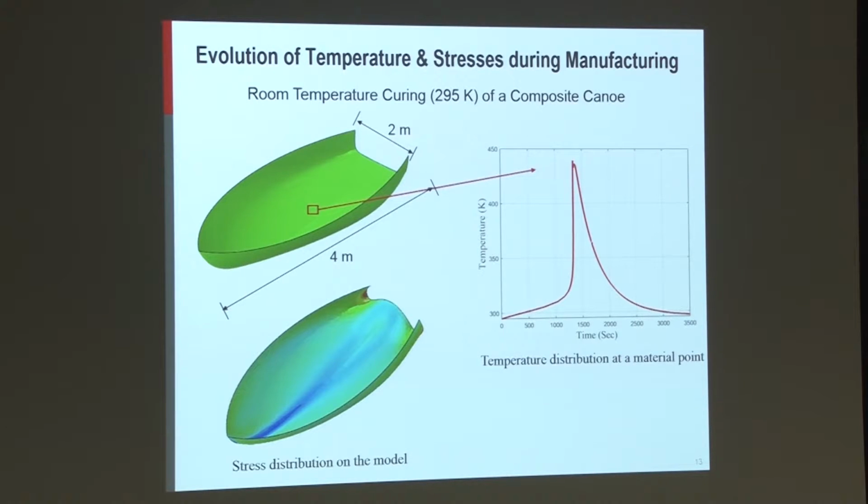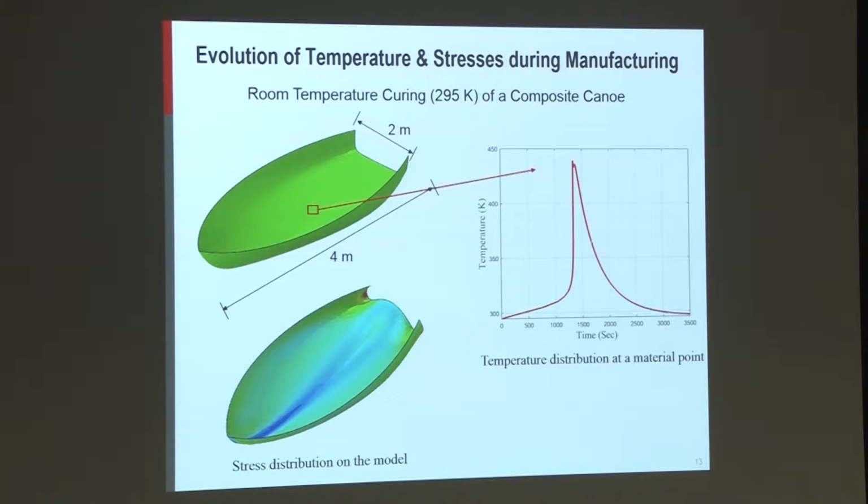All right. Moreover, if we look at the evolution of temperature in a canoe structure, it typically looks something like that, where we start with a room temperature curing, but eventually there is a large increase in temperature. This is just to corroborate the fact that the exothermic reaction generates a lot of heat during the curing process, and that could deform the structure excessively or can cause high stress concentrations, as you can see there.